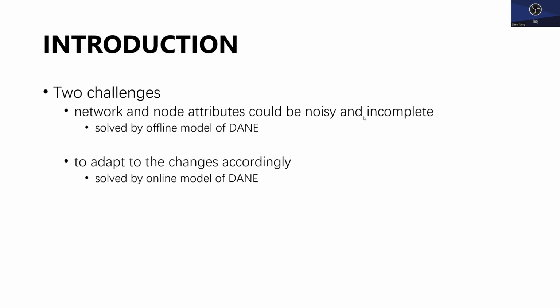To solve this problem, the authors designed an offline model to reduce the noise of raw data representations and then embed the network. And the second challenge is that the embedding learning needs to be performed in an online fashion to adapt to the changes accordingly. It is time consuming to train an offline model at each time step. Others built an efficient online embedding algorithm, which gives an informative embedding representation on the fly.